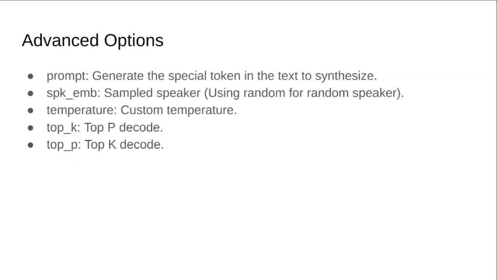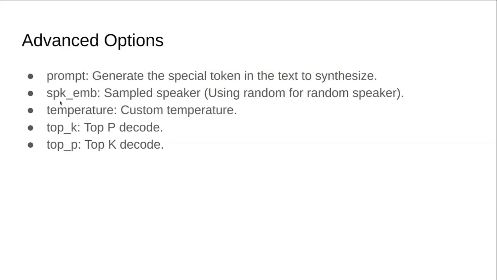Next, we have more advanced options you can set. You just use the set input function and set the index to 1. There are 5 options you can set. The first one is prompt, which will generate a special token in the text to synthesis. For the use case you can refer to the example code.